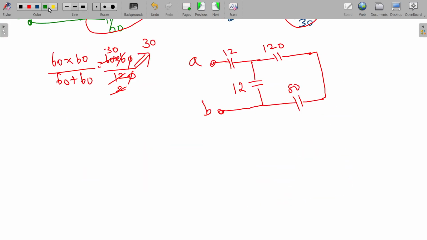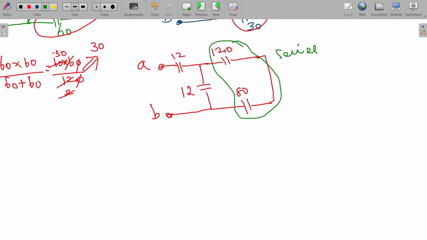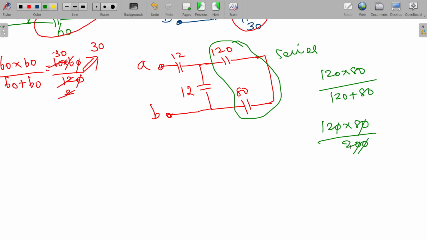That's it. See here, these two are now connected in series. So for series combination, how do you calculate? It is 120 into 80 divided by 120 plus 80, right? So what's the value for this? It is 120 into 80 divided by 200. So you can cancel out these two. This becomes 4 times 12, so it is 48.